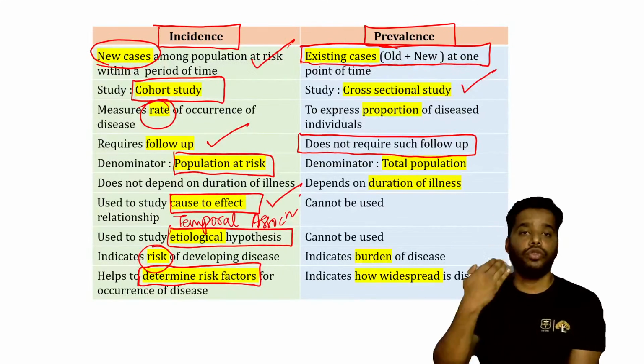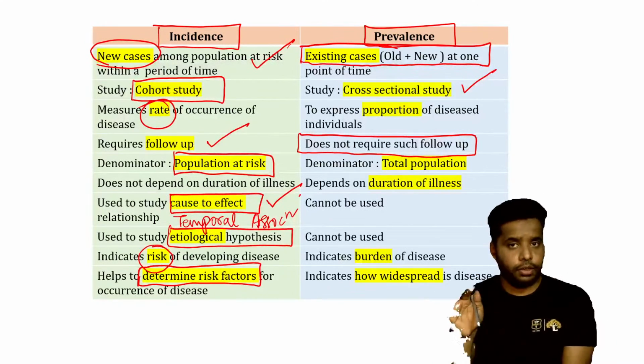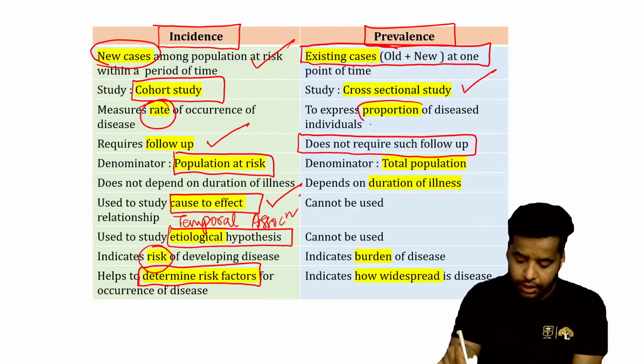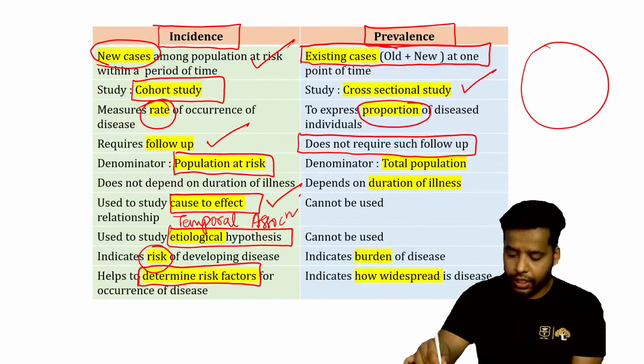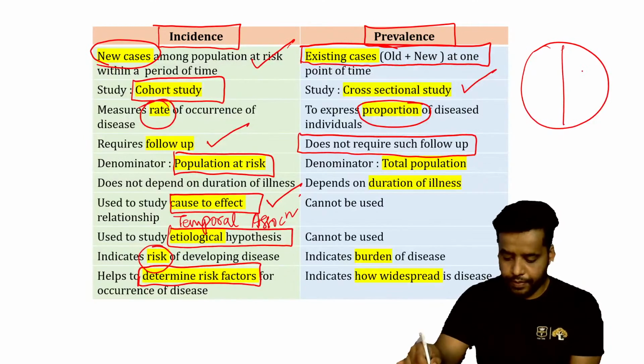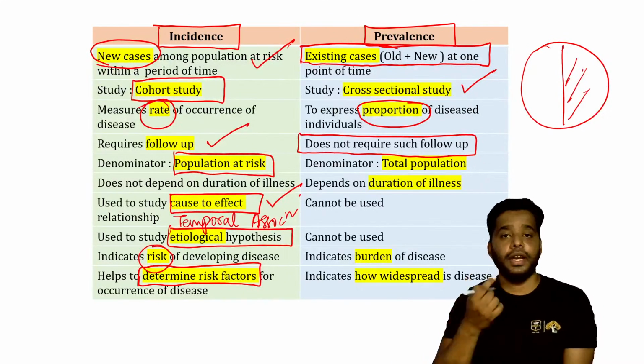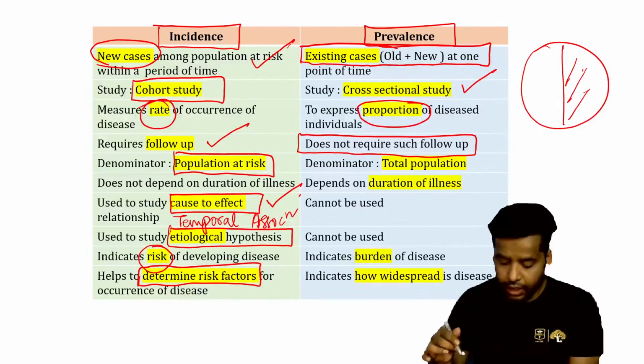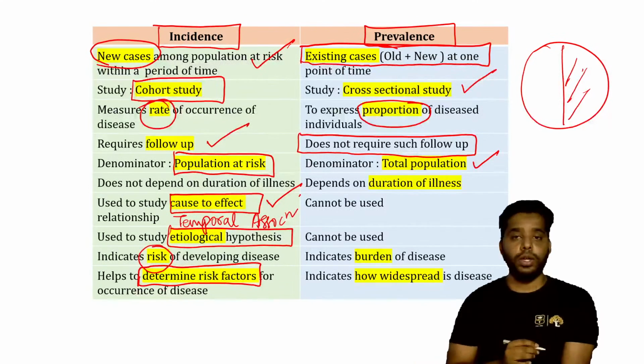Cross-sectional studies will do follow-up, true or false? False statement. There is no follow-up in cross-sectional. It is just the amount of disease, like out of 100, 50 are having disease. You are just using a pie chart, proportion of diseased individuals. In a cross-sectional study, the total population will be included.